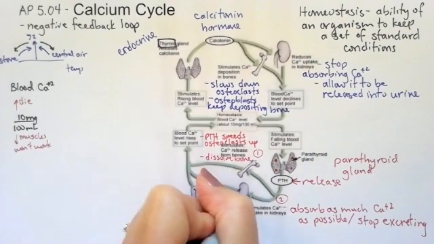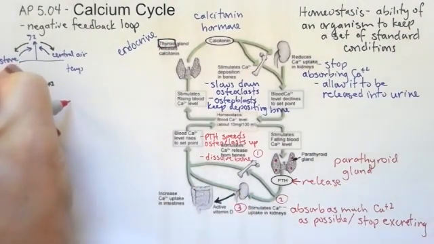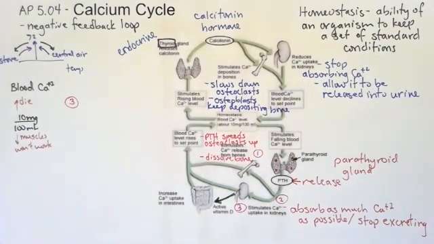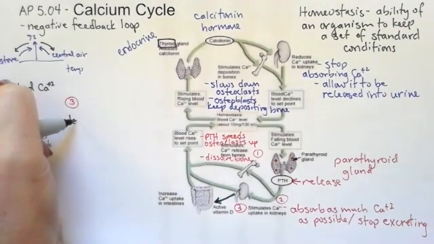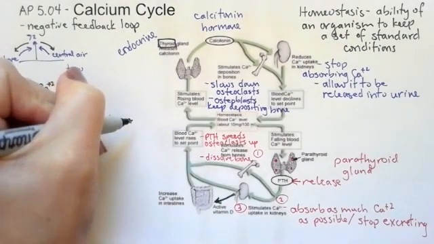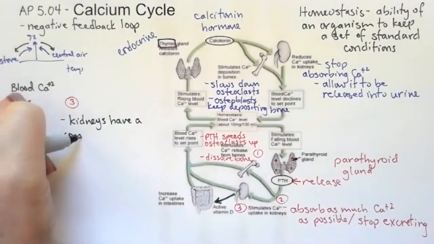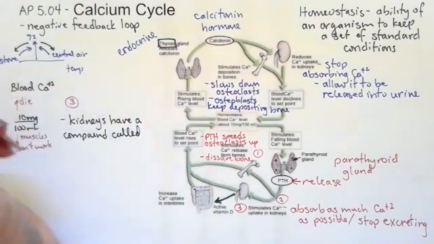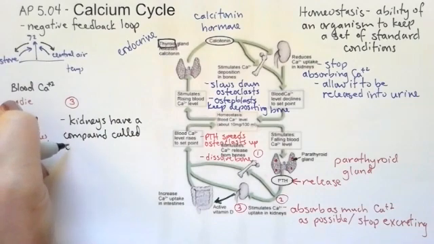The other thing, and this starts in the kidneys. So let's do number 3 up here. So we're starting in the kidneys. And let's do a little bit of background information. So the kidneys have in them a compound called cholecalciferol.